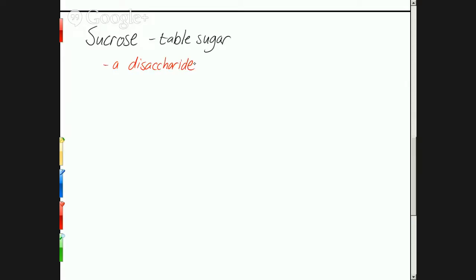If glucose is a monosaccharide, what do you think a disaccharide is? Yeah, two of the other ones stuck together. Sugars can react with each other to form what's called a glycoside bond. And one of those is a disaccharide of glucose and fructose.